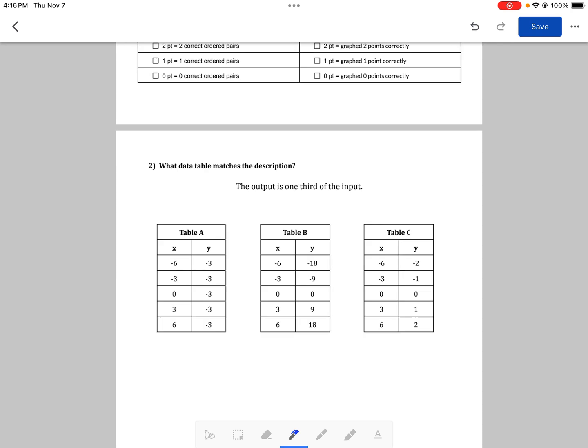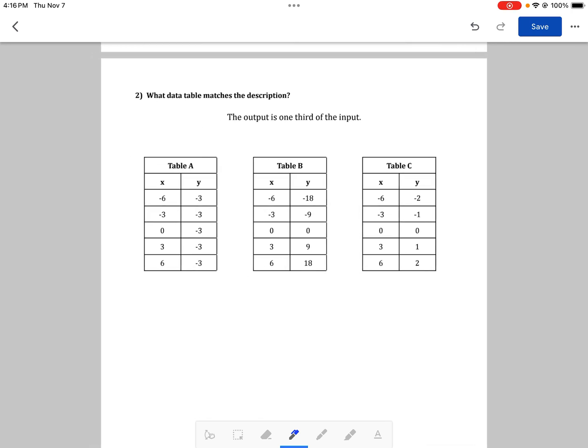Moving down to the second page, this is: what data table matches the description? The output is 1/3 of the input. Okay, so the first thing I want to do is rewrite this statement. I'm going to rewrite this as y equals 1/3 times x, because the output is y and I know that my input is x. Now I need to see which table lines up with this equation.